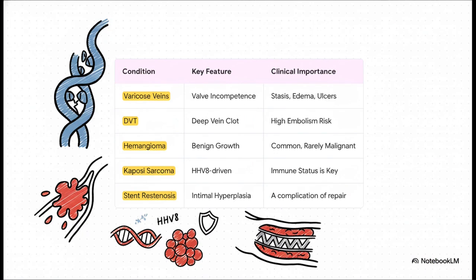Varicose veins? It's all about faulty valves. DVT? The key is that high embolism risk. Hemangioma? Common and benign, nothing to worry about. Kaposi sarcoma? Think HHV8, and always check the patient's immune status. And finally, stent restenosis? That's the body's own healing response. Intimal hyperplasia gone wrong. This slide is perfect for your last-minute revision.